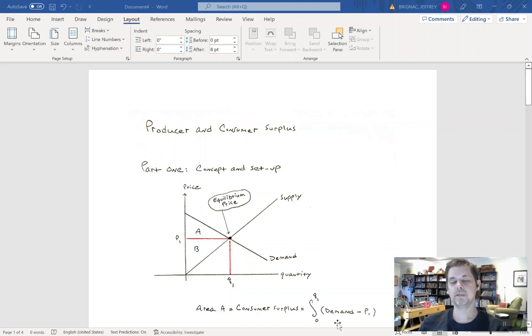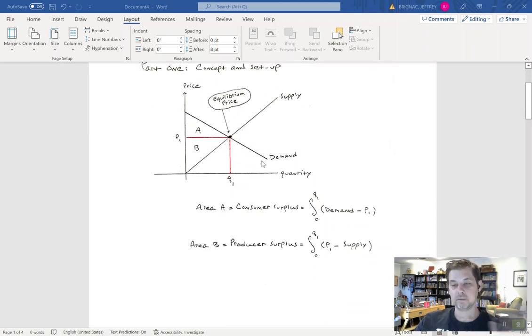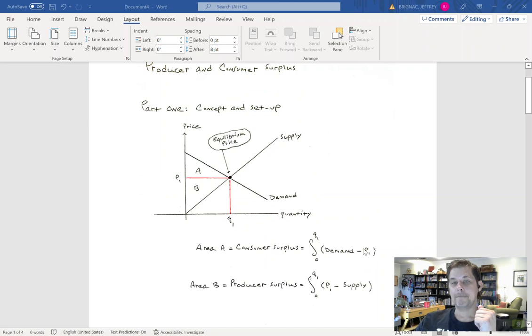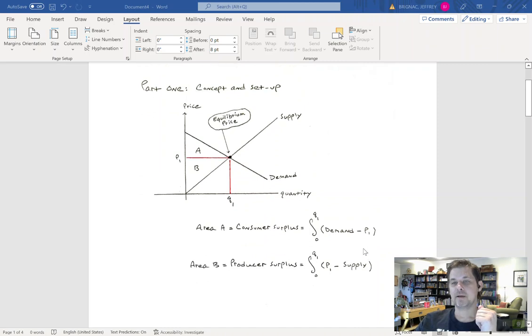All right, everybody. Time to talk about the producer and consumer surplus. It's yet another application that we use the definite integral to calculate. What you see here are supply and demand curves or graphs. I'm not going to explain a whole lot about that in this video.